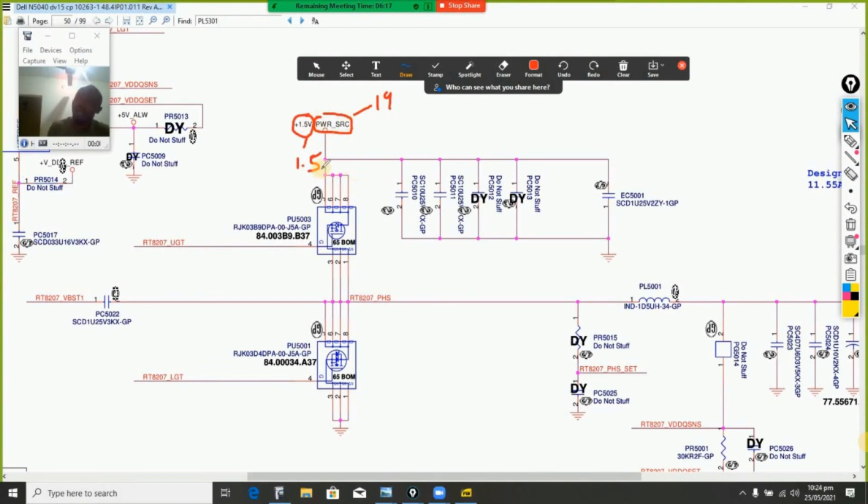You can check if you download this schematic, you'll find it. So what it is trying to communicate to me here is that we have 19 volts here, and this is the 19 volt that is used to generate this voltage. So do we all understand that part now?